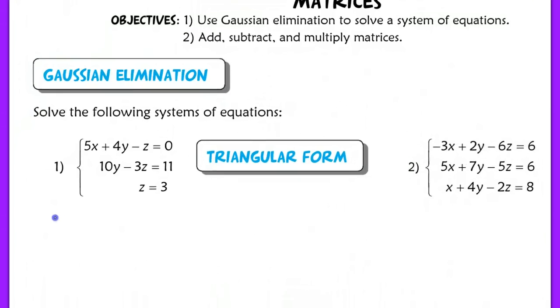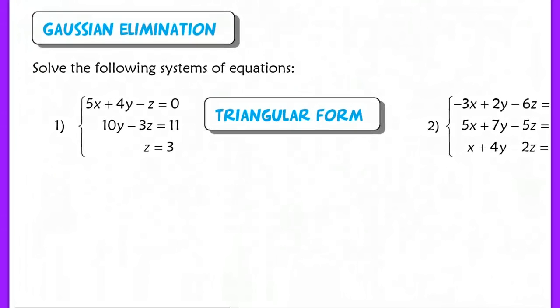The first example is something that's already in triangular form, which is what Gaussian elimination, the whole point of that method, is to try to put it into. So it's called triangular form, and you can see here that the variables form a triangle. And in this case, this problem becomes very simple because I can use something called back substitution in order to solve for my missing variables.